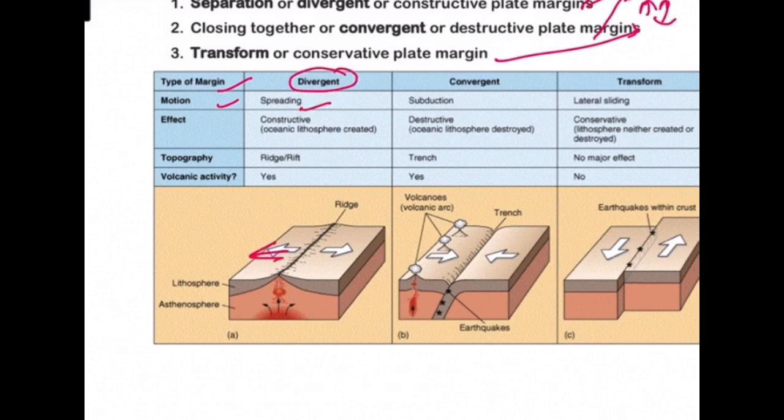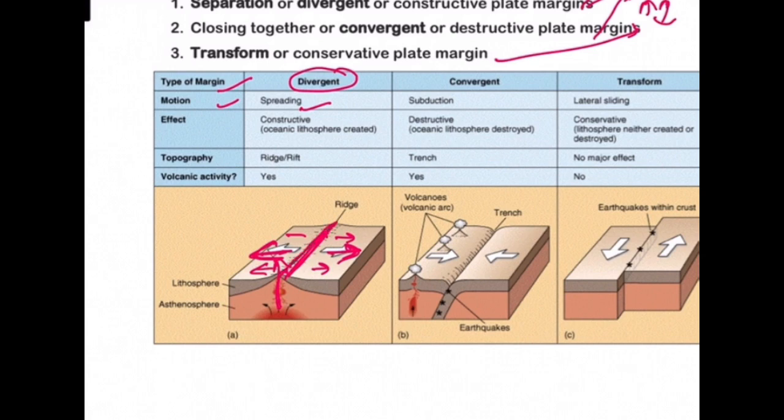This one is the actual motion in which the plates are moving away from each other, and this one is the ridge which has been generated because of the movement of these plates. As the plates move away from each other, volcanic material comes out from this portion and accumulates over here.